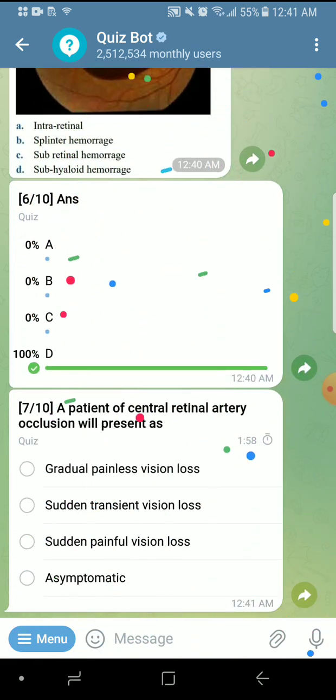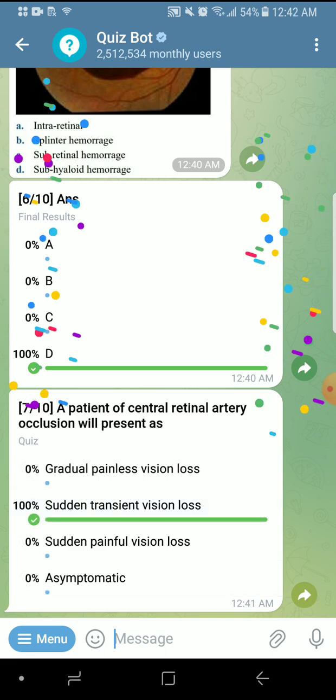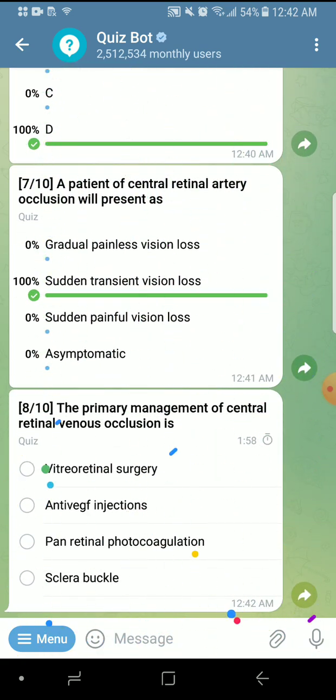By ruling out the options, you can get the answer even if you don't know about this. Now, a central artery occlusion patient presents with amaurosis fugax, that is transient blindness. An embolus can block the artery and lead to transient blindness, and if you don't remove the embolus within 90 minutes, irreversible loss can occur. That's why you have to treat the patient as an emergency, first with ocular digital massage, then inhalation of carbogen, or decrease the pressure by mannitol or paracentesis. I told the answer of this. Pan retinal photocoagulation is the primary treatment of CRVO. Secondary can be anti-VEGF injections.